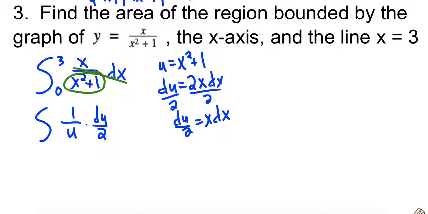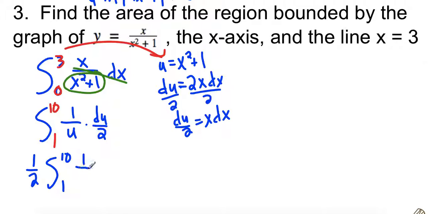Now, I think I'm going to leave everything in terms of u rather than substituting back and doing x's. So if we do that, we need to plug these in. These right now are x values. I want them to be u values. So we're going to plug them in over here. If I plug in 0, I get 1. If I plug in 3, I get 10. Okay, so now everything's in terms of u's. I'm not going to switch back to x's at any point. So let's see, I'm going to pull out that 1/2. Integral from 1 to 10 of 1 over u du.